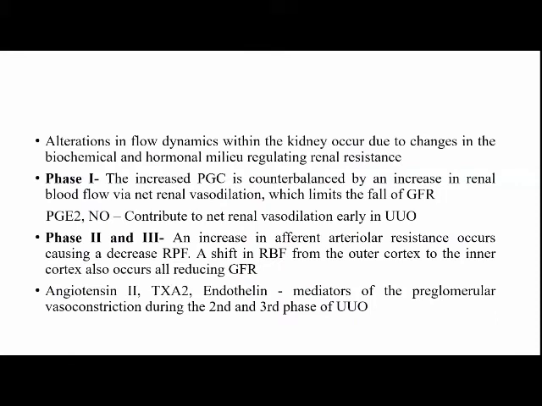The alteration in flow dynamics occurs within the kidney due to changes in biochemical and hormonal regulation of the renal vasculature. We can take it as 3 phases. In phase 1, the increased glomerular capillary pressure is counterbalanced by an increase in renal blood flow via renal vasodilatation, which limits the glomerular filtration rate. The main contributing factors in unilateral obstruction are prostaglandin E2 and nitric oxide. Afferent arteriole vasodilatation will be there.